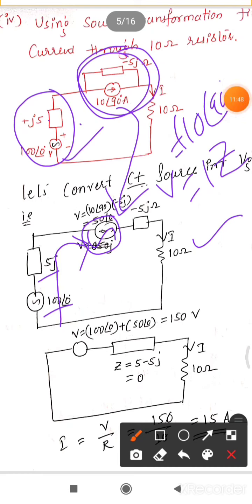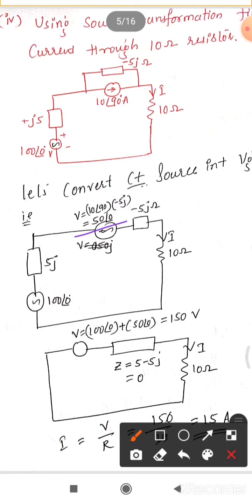Take it in a bracket and multiply with Z, that is minus 5j. When you multiply this, you get 50 at an angle 0 volts, and then the minus 5j impedance remains there in series with that. So now we have got a single loop, and we can easily apply KVL.